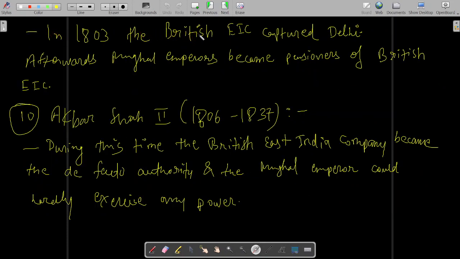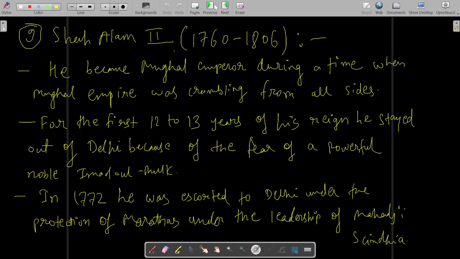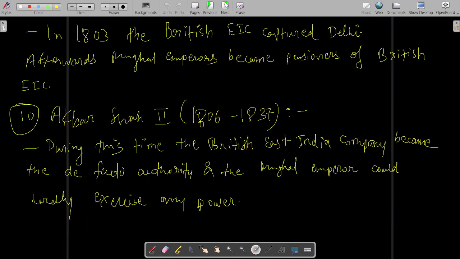In 1803, the British East India Company captured Delhi. It was also during the reign of Shah Alam II, in the last 3 years of his reign. After 1803, the Mughal emperors became pensioners of the British East India Company, meaning they had to live at the mercy of the Company. The Company used to give them pension. So the British East India Company practically captured Delhi in 1803.